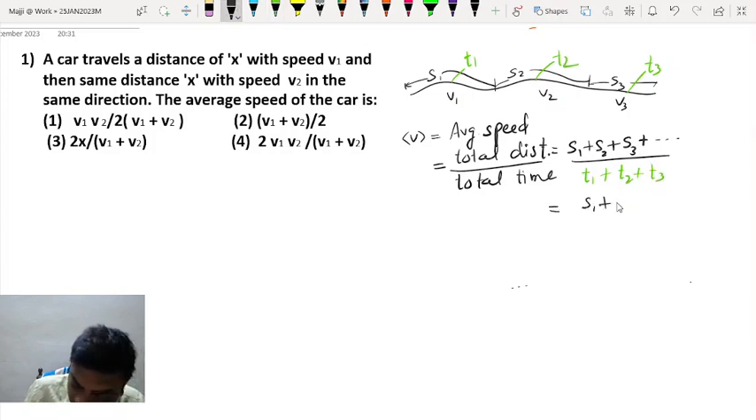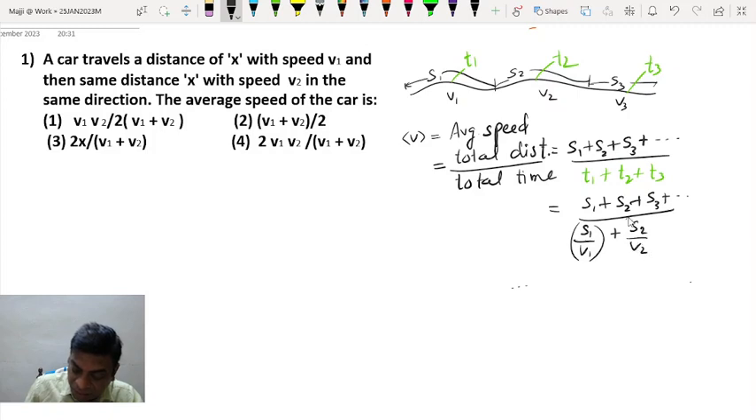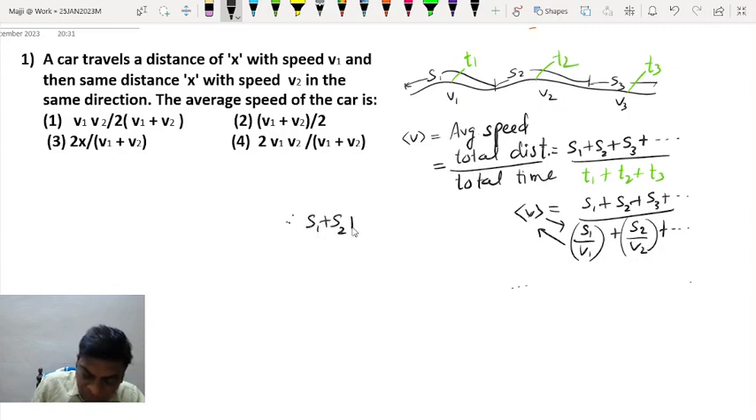Now T1, T2, T3 can be calculated in this way. How? See, T1 will be S1 by V1. Time is equal to distance by speed. Similarly, T2 is S2 by V2 and so on. So this is the average speed. By rearranging, if you take this to the top and this to the bottom, you have a very beautiful formula: S1 plus S2 plus so on, divided by average speed, is equal to S1 by V1 plus S2 by V2 plus so on.